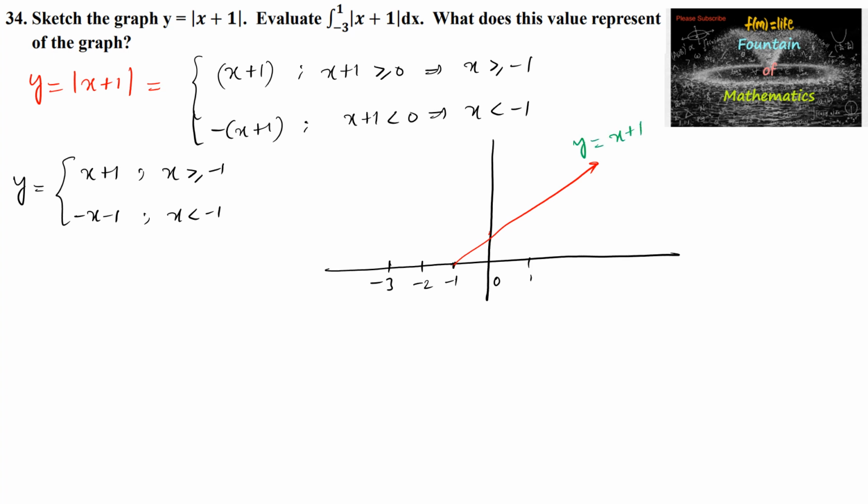And for x less than minus 1, the graph will be negative x negative 1. So for x equal to minus 2, it is 1. For x equal to minus 3, it is 2. So we can draw the graph. So this is y is equal to negative x negative 1.